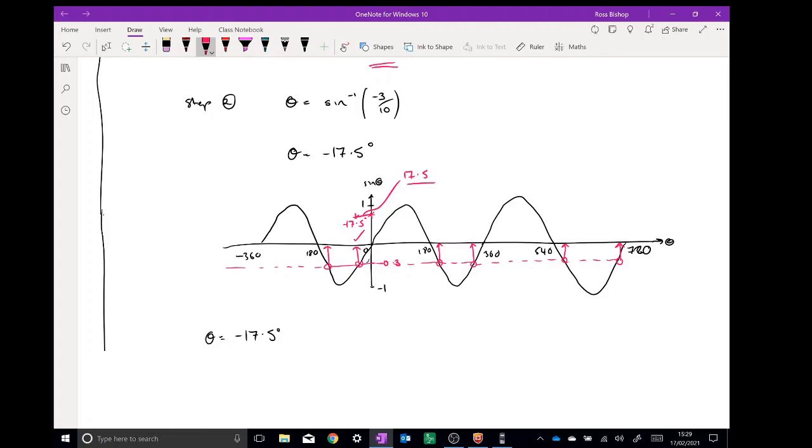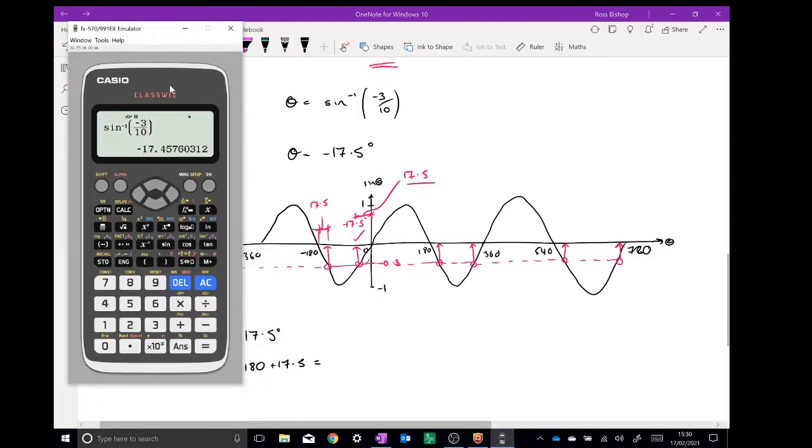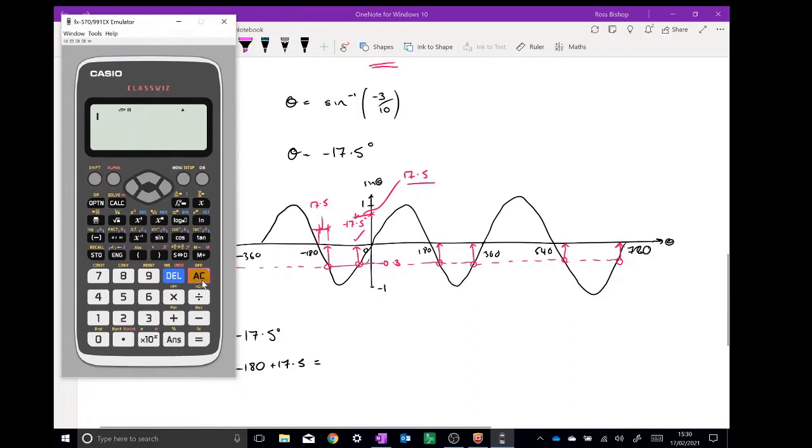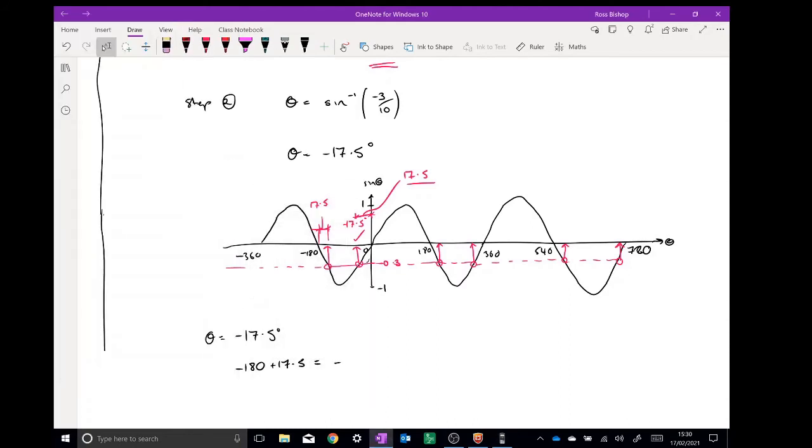So if we start from this one, that distance there is also going to be 17.5, and I know that that is negative 180. So my next answer, that first one, is going to be minus 180, and it's backwards, so plus 17.5, and that'll give me my next solution. Plus 17.5, and I get negative 162.5. Okay, that gives me that one.